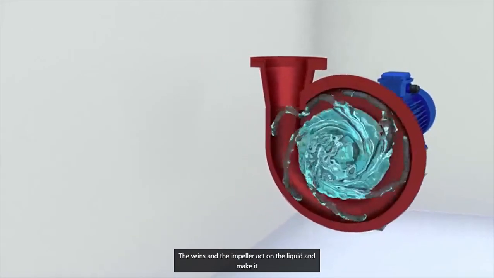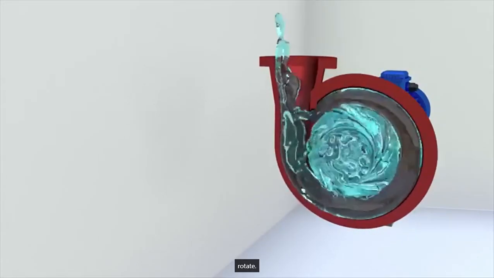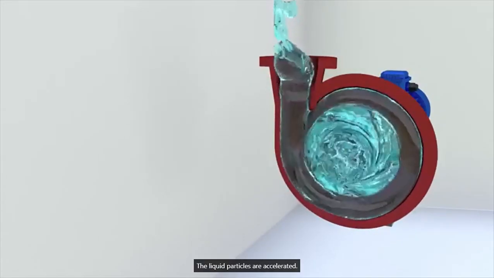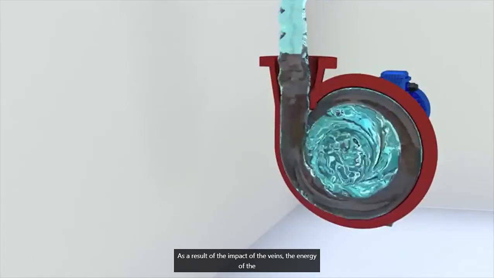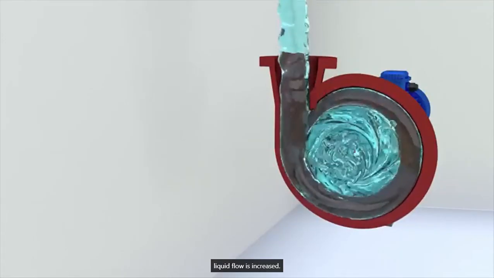The vanes in the impeller act on the liquid and make it rotate. The liquid particles are accelerated. As a result of the impact of the vanes, the energy of the liquid flow is increased.